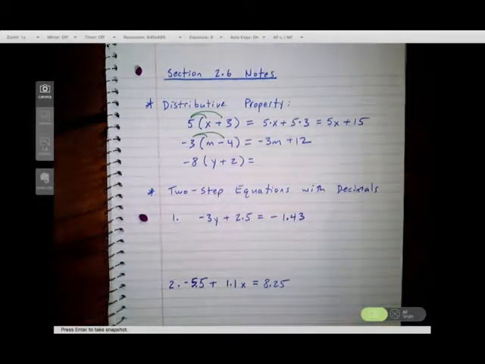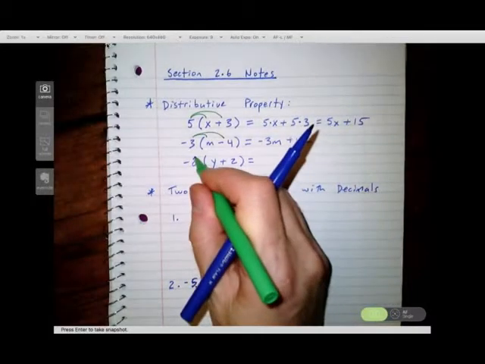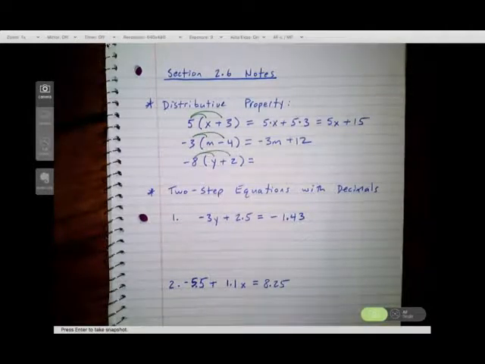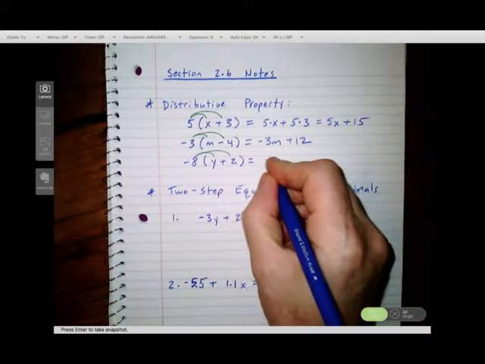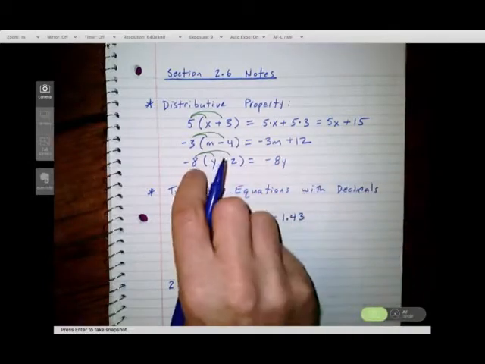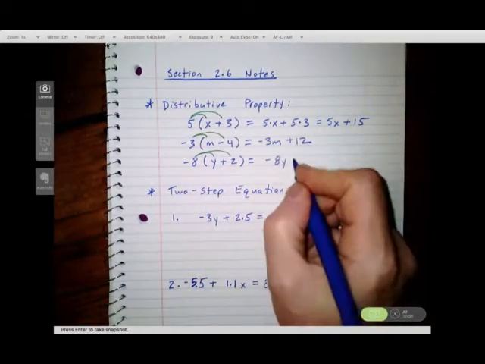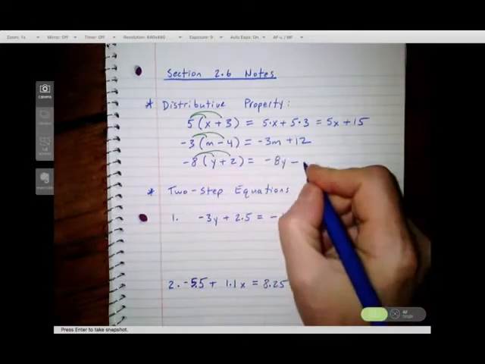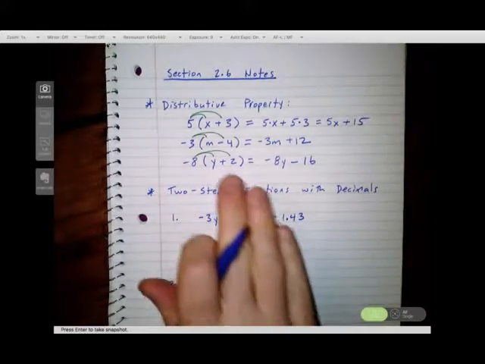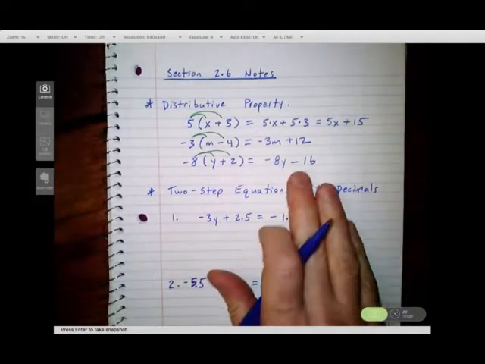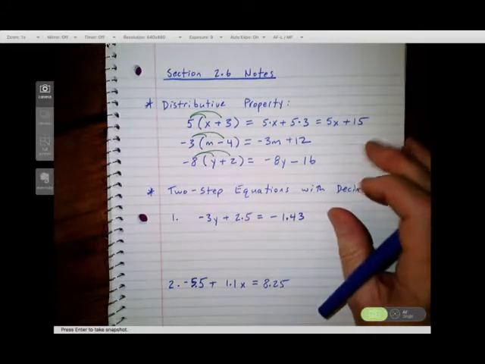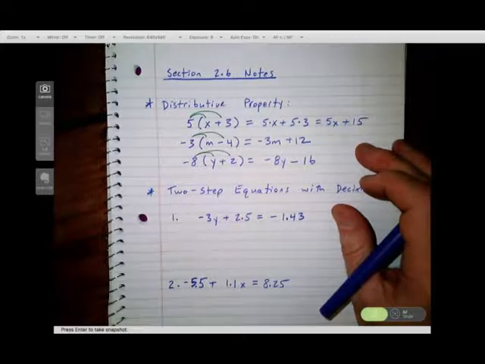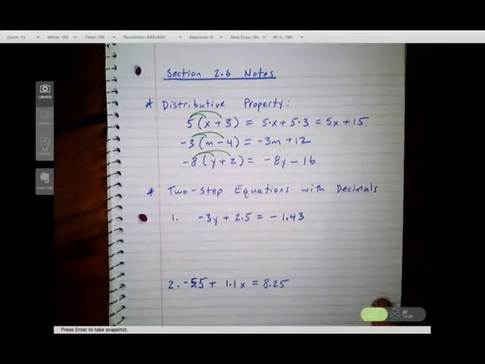Okay, here's another one, and then we'll do some equations. We're going to multiply everything in here by negative 8. Negative 8 times y is negative 8y. And negative 8 times positive 2, that's a negative, and negative times a positive is a negative. So negative 8 times positive 2 is negative 16. Everything inside got multiplied by negative 8, and we get that. That'll become necessary later when we start solving some of the other equations on the back part of this assignment.